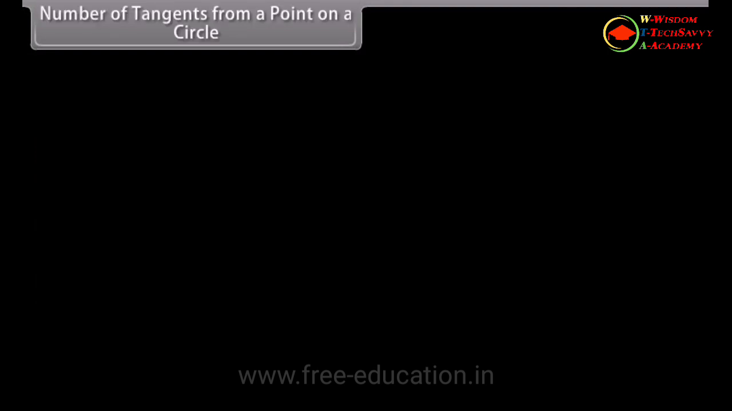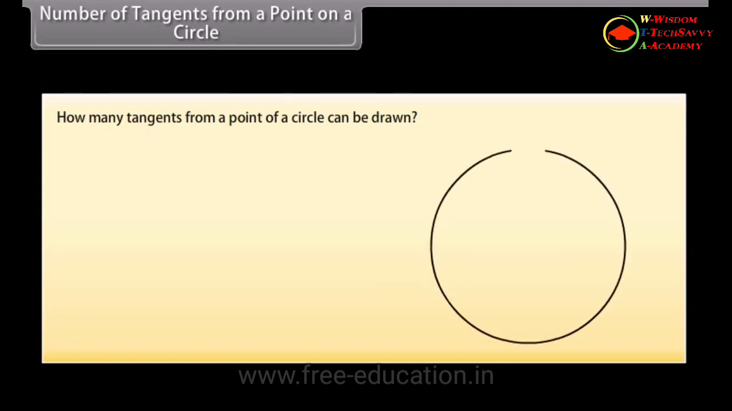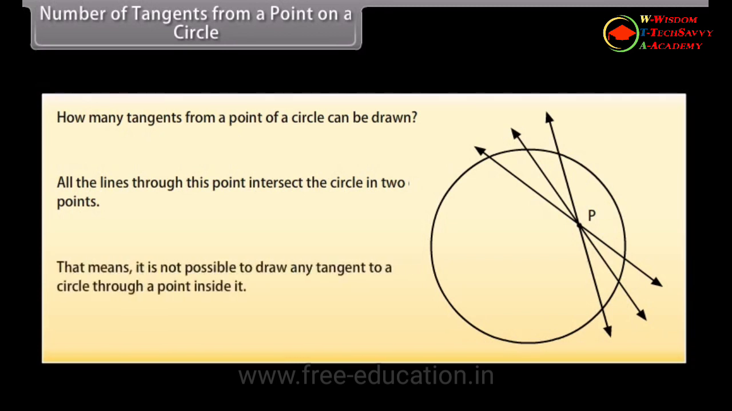Number of tangents from a point on a circle. Can you guess how many tangents from a point of a circle can be drawn? Let's perform an activity to check this out. Draw a circle on your notebook. Now take a point P inside it. Draw lines through this point. We will find that all the lines through this point intersect the circle in 2 points. That means it is not possible to draw any tangent to a circle through a point inside it.